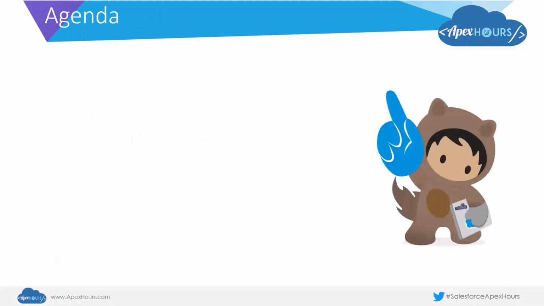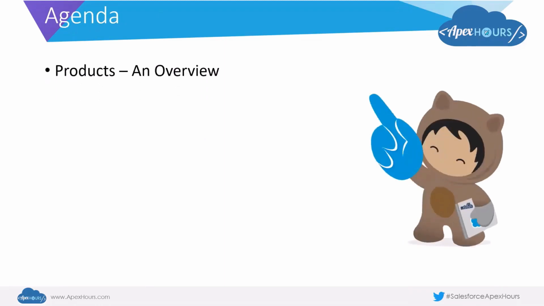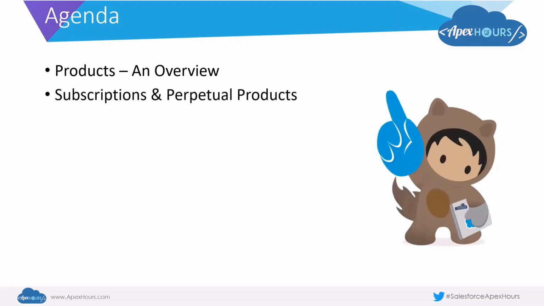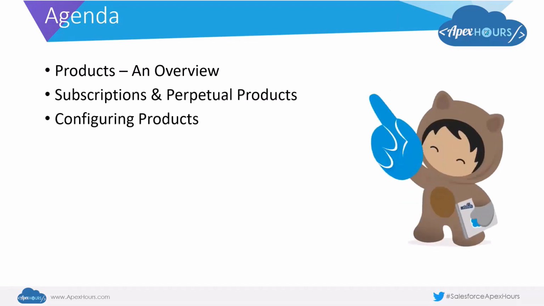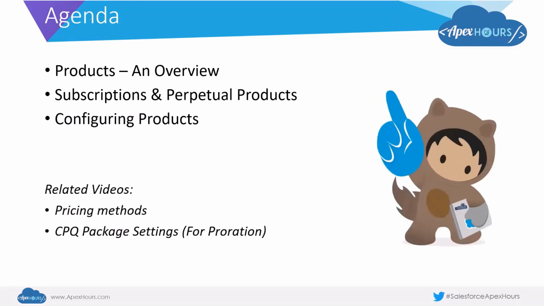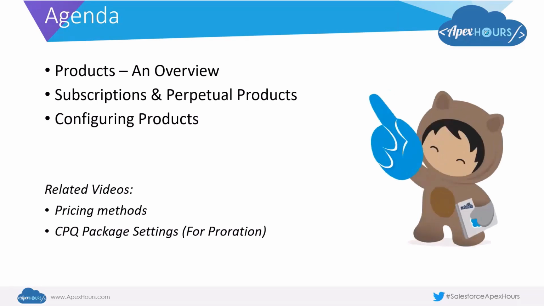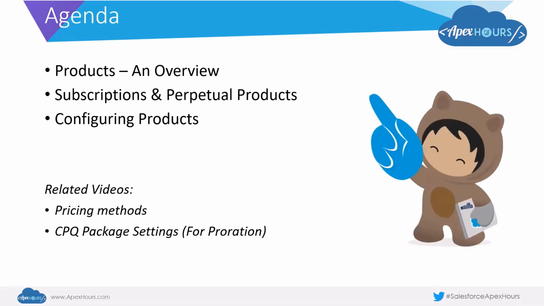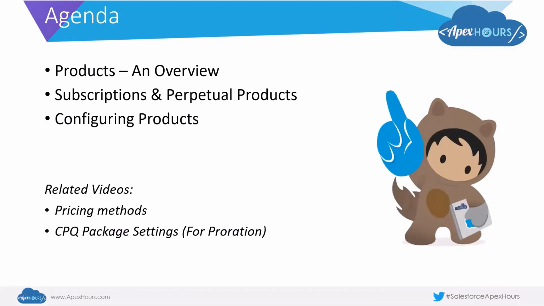In today's session, we would look at what are products, a typical overview of CPQ products, what are subscription and perpetual products, and how do we configure products. Here are some related videos that would help us understand product configuration better. Please go and look at pricing methods and also the CPQ package settings video for proration.